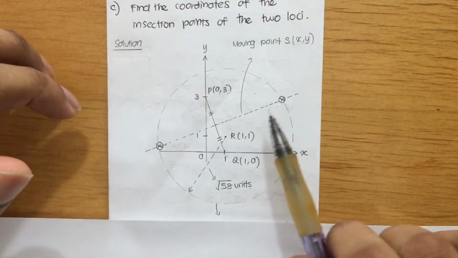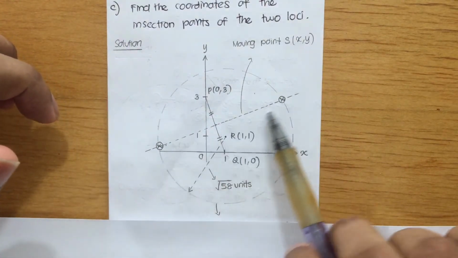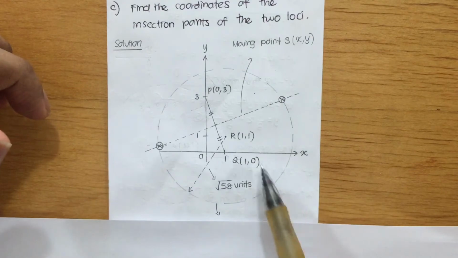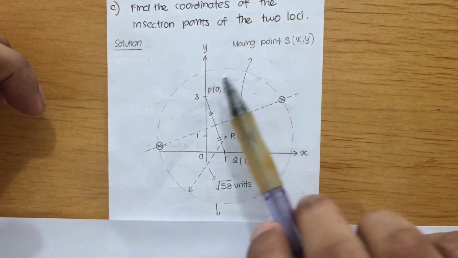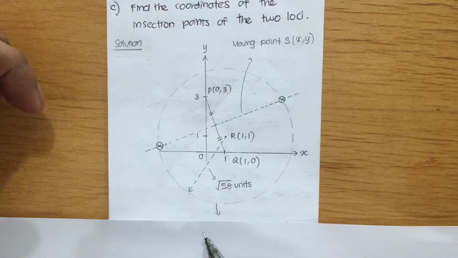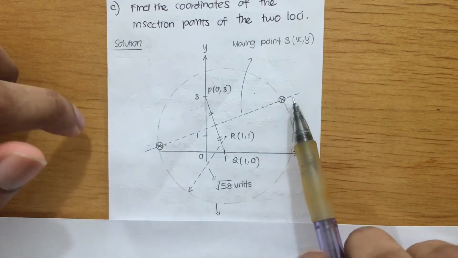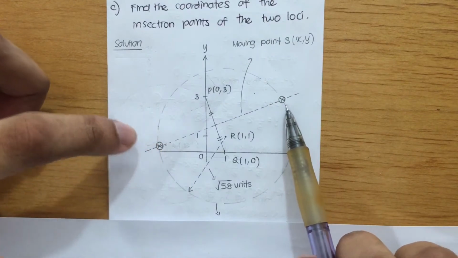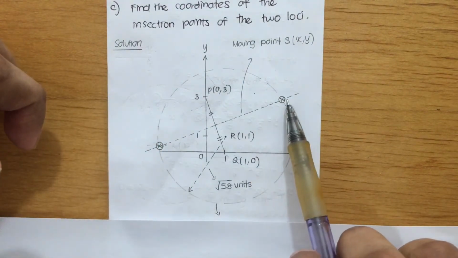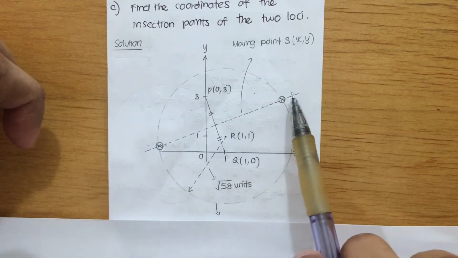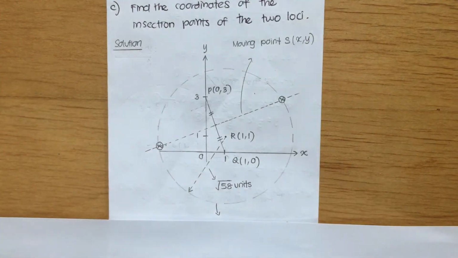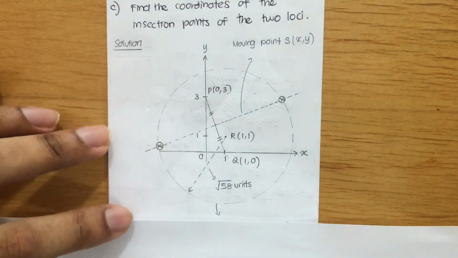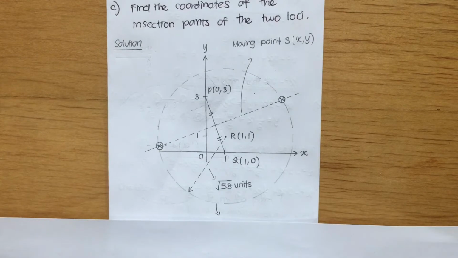As you can see here, this is your point P and point Q with the equidistance, and this is your moving point S. This is your locus S, which moves in a straight line. Whereas this is your point R with the center (1, 1), which moves in a circular direction with a distance of square root 58 units. As you notice here, at some point these two loci will intersect. Towards the end, these are the 2 points that we are going to find out: the coordinates where these two loci intersect. I hope you understand the concept behind this question.